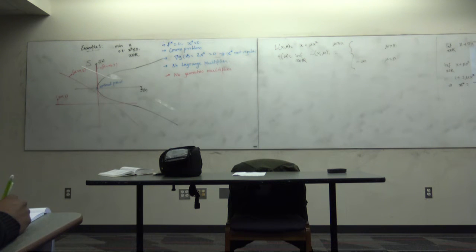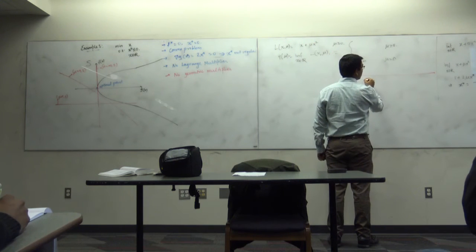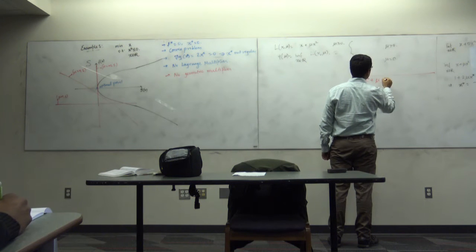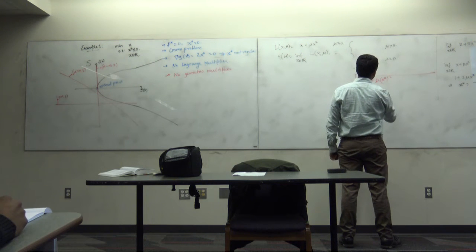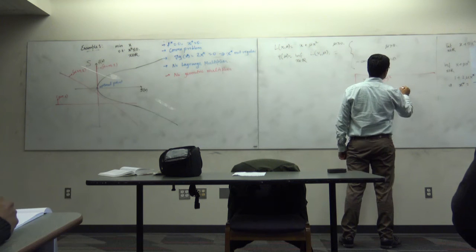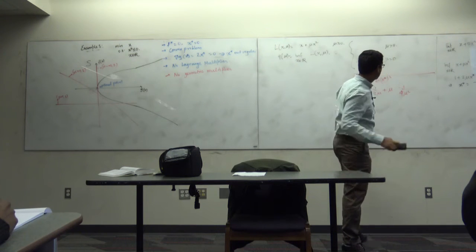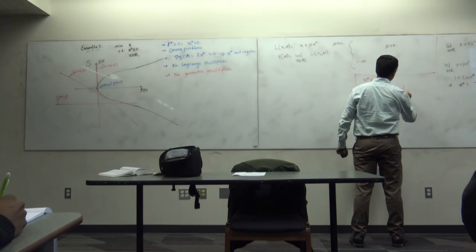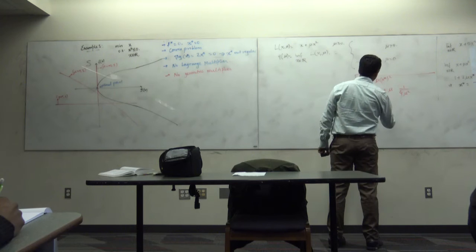Okay? So I need to compute x star plus mu x star square. Let's try to do that here. So I have x star plus mu x star square is equal to minus 1 over 2 mu plus, what's the answer? Negative 1 over 4 mu.